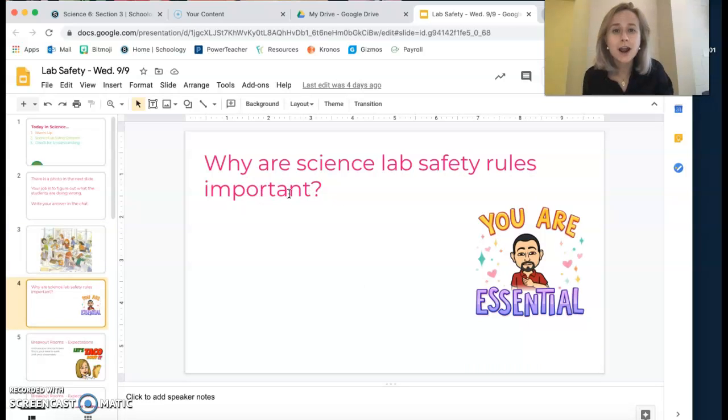We're going to talk about why science lab rules are important. It's super important that we have science laboratory rules because in science class, sometimes you work with heat or chemicals or glassware that you don't work with in other classes. So that's why we have a special set of rules in science class.